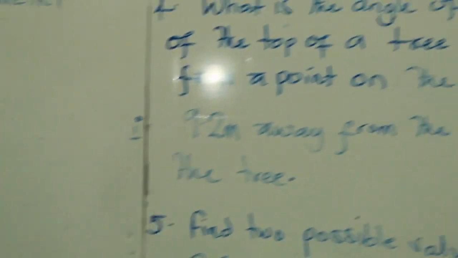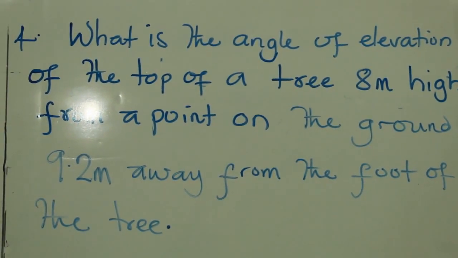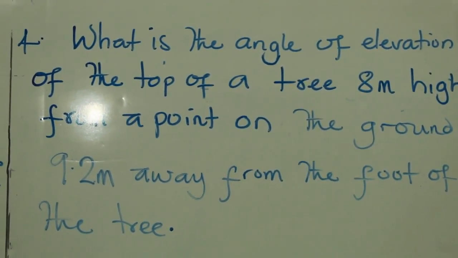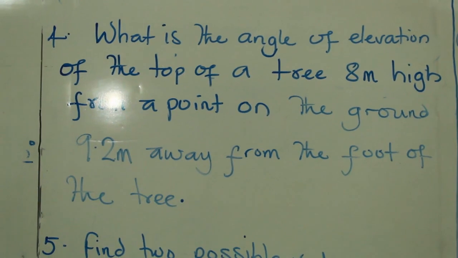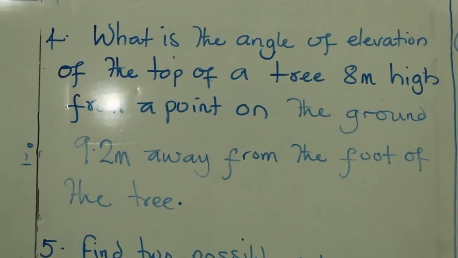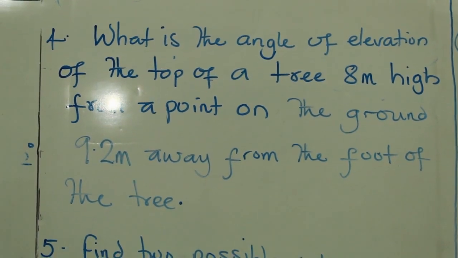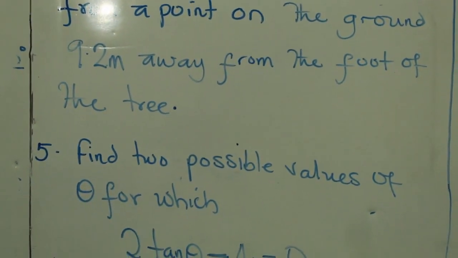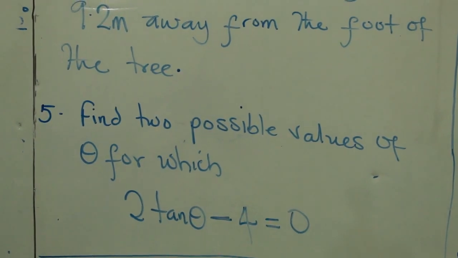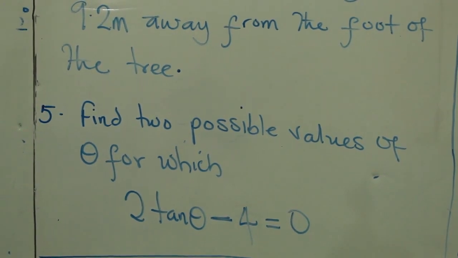The fourth one here is, what is the angle of elevation of the top of a tree 8 meters high from a point on the ground 9.2 meters away from the foot of the tree? The fifth one, which is the final one, says find two possible values of theta for which 2 tan theta minus 4 is equal to 0.